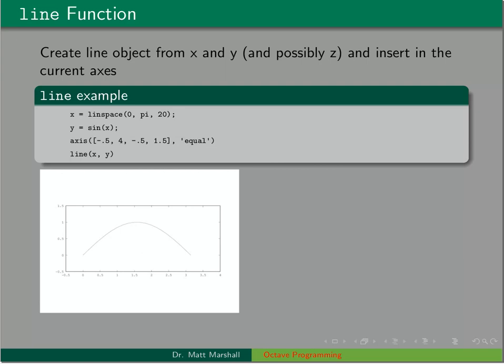You could also use this to create line segments, like for the robot manipulator. If X were a 1 by 2 matrix and Y was a 1 by 2 matrix, then we would just have a single line segment from x1, y1 to x2, y2. So as I said, the line function is a low level function compared to the plot function.